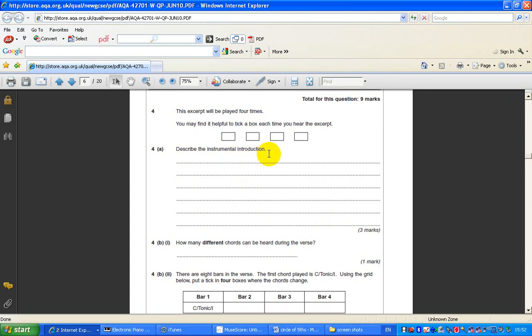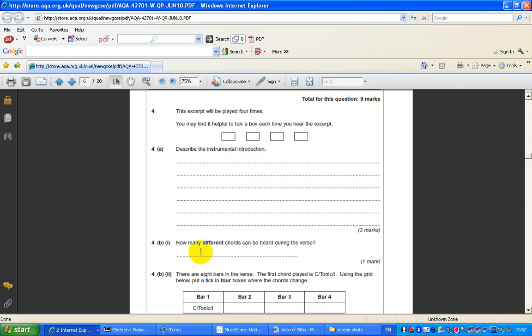Describe the instrumental introduction. So we know 2 things here. We're focusing on the introduction, which possibly means we're going to hear a vocalist come in, and then we've got to think about the instruments used, describing the instrumental introduction. So this could be the rhythms used, the instruments used, the chords used, anything like that. It could be whether it's major or minor, or whether it's dynamics, whether it's loud, soft, anything like that.